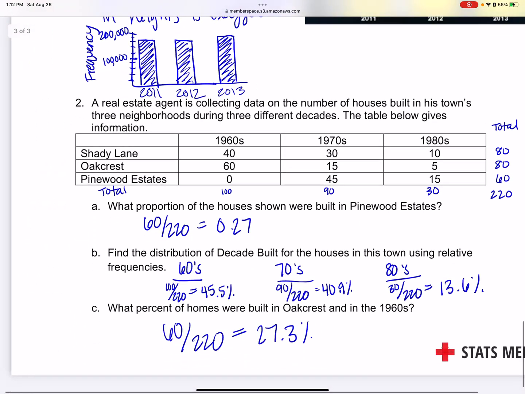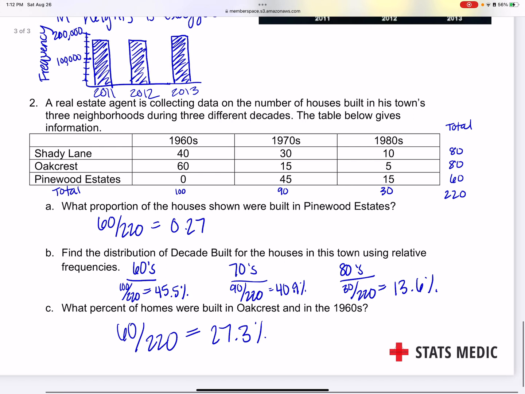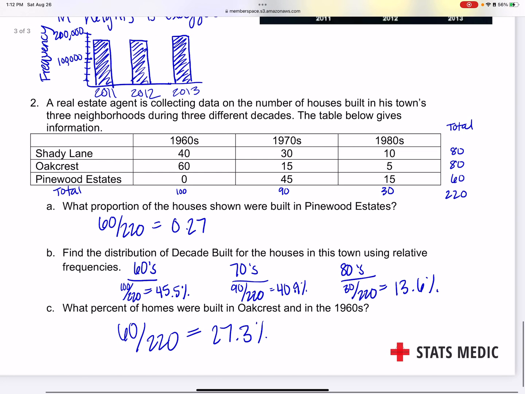And then this next one asks what the proportion of houses were built in Pinewood Estates. The ones in Pinewood Estates is a total of 60 over 220. That's a marginal relative frequency. So if I ask for the marginal relative frequency of neighborhoods, it would be 80 over 220, 80 over 220, and 60 over 220. So all of them. Shady Lane was 80 over 220.